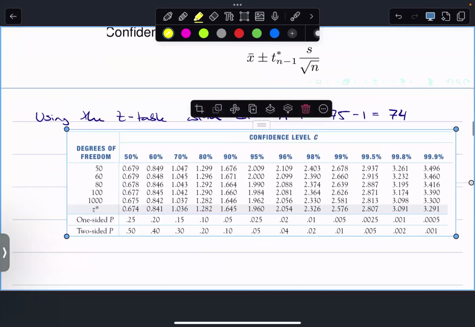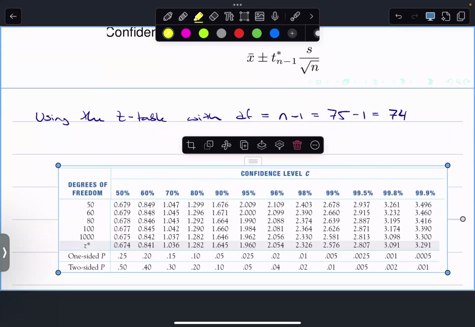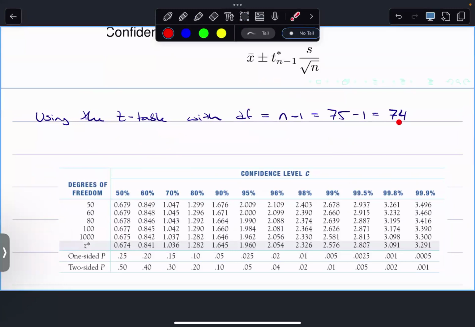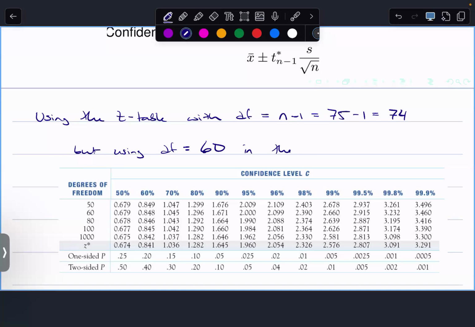So usually what I do in my written work is if I don't find the degrees of freedom that I want, right? The degrees of freedom is 74, technically. So if I use software, I would use 74. But using degrees of freedom equal to 60 in the table. All right.